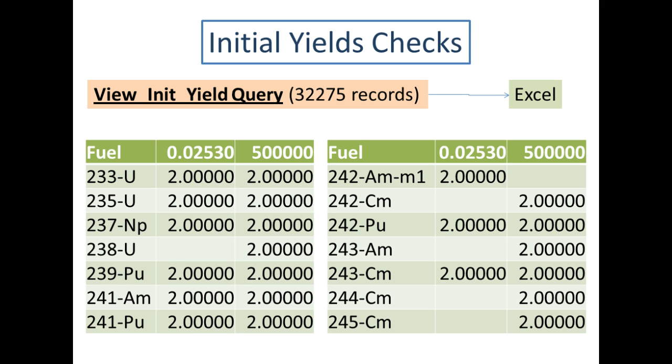For the initial yields table, you can assume I did all the grunt work, so we'll skip to the interesting part. First, 32,000 records result from the query. In an Excel pivot table, I put fuel in the rows and energy in the columns and had yield as the data. Here are the total yields for slow and fast neutrons for the 14 fuels provided in the Sigma data.